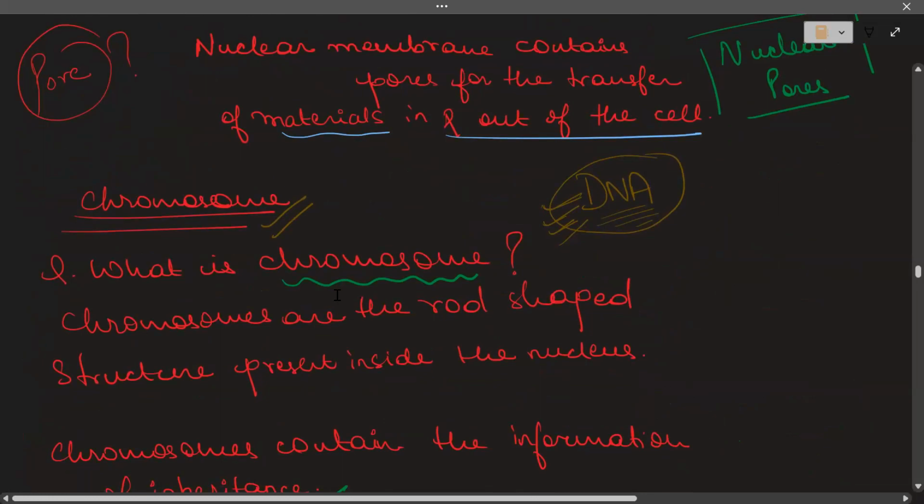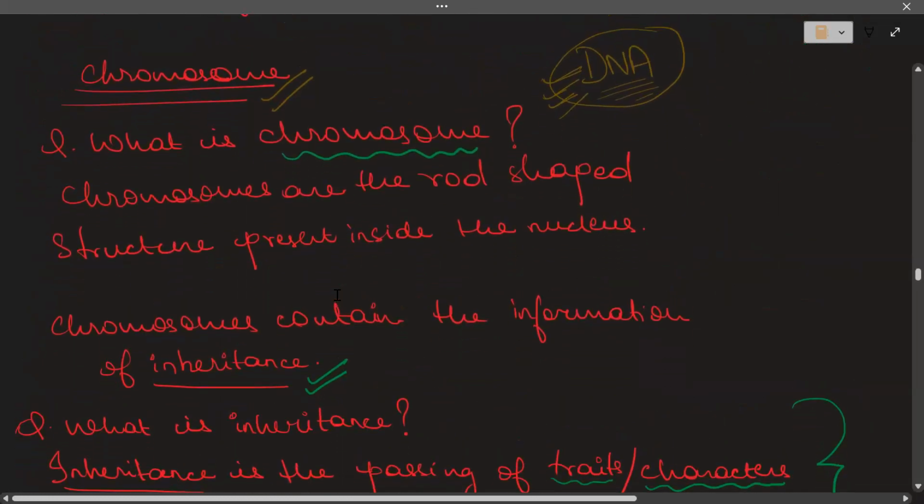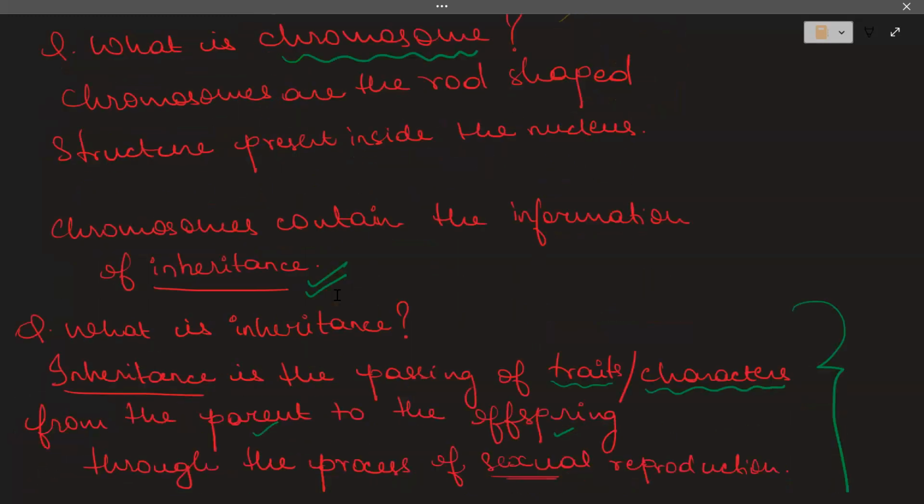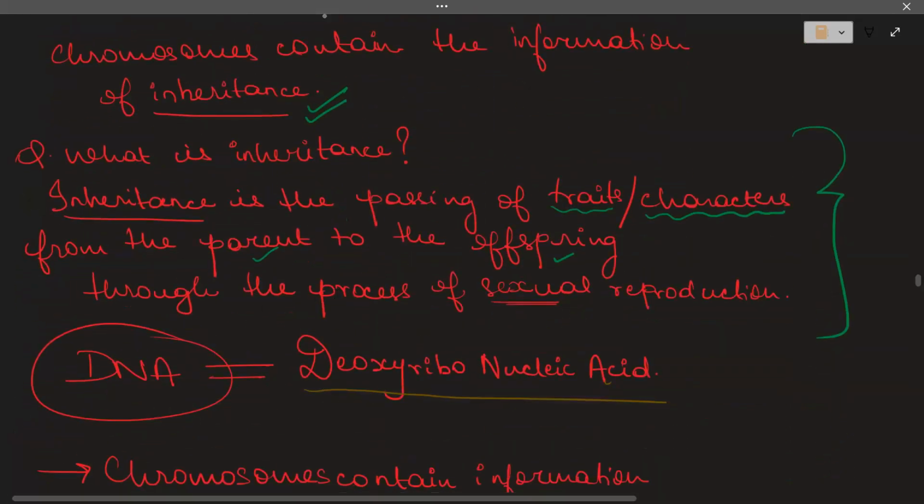Now talking about chromosome. What is a chromosome? Inside the nucleus, chromosomes are present. Chromosomes are rod-shaped structures that are present inside the nucleus. They contain the information of inheritance. See, chromosomes carry the DNA. These are the physical carriers of the DNA. Now, chromosomes contain the information for inheritance.